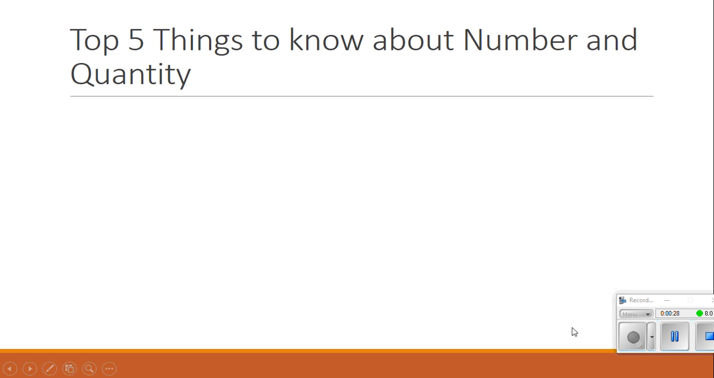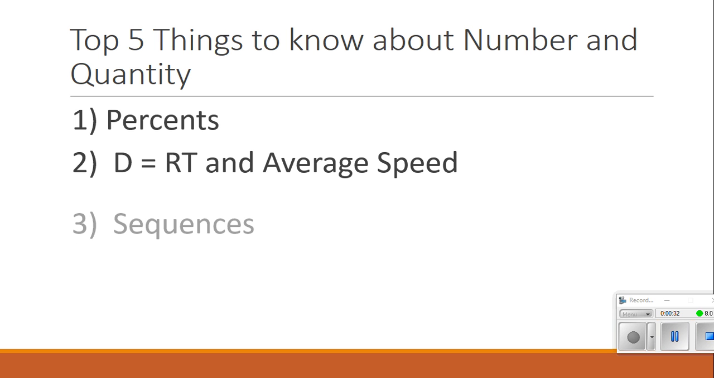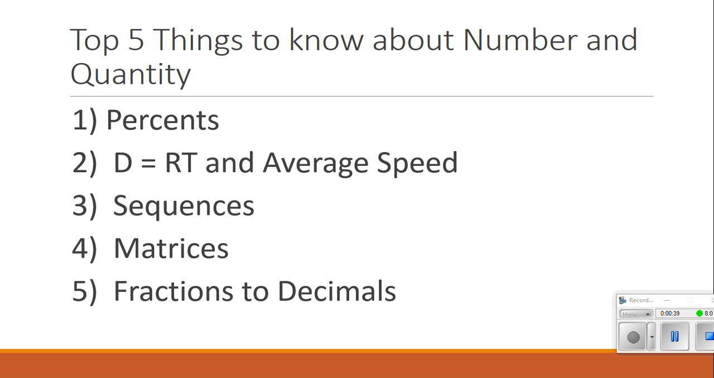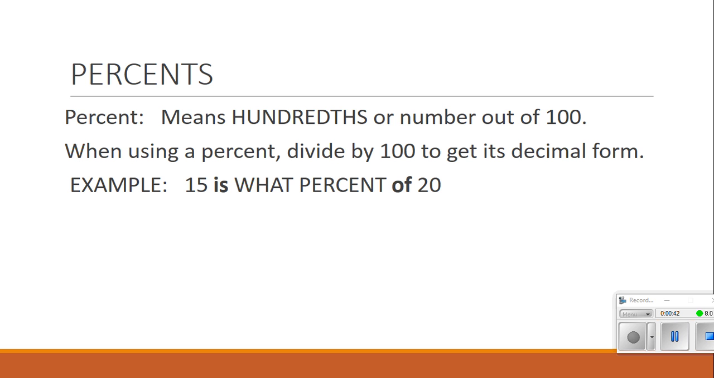So top 5 things that you want to know about number and quantity are percents, distance equals rate times time, average speed, sequences, matrices, fractions, taking a fraction and making it into a decimal. So percents means hundredths or a number out of 100. So when we are using a percent, make sure that you divide by 100 to get it in its decimal form.